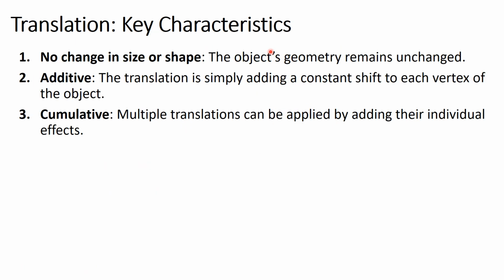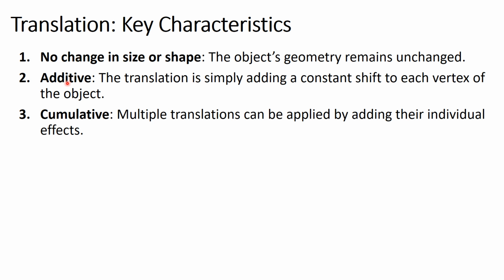Key characteristics of translation. The first characteristic is no change in size or shape. The object's geometry remains unchanged. The shape of the object does not change, there is no scaling up or scaling down, the geometry does not change. No change in size or shape.